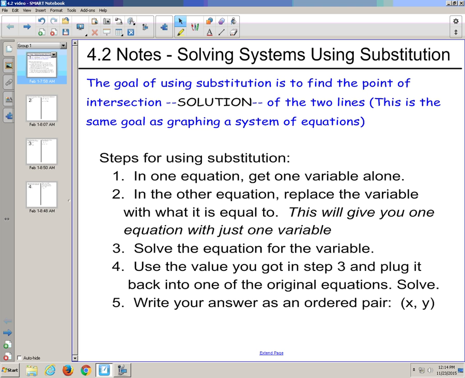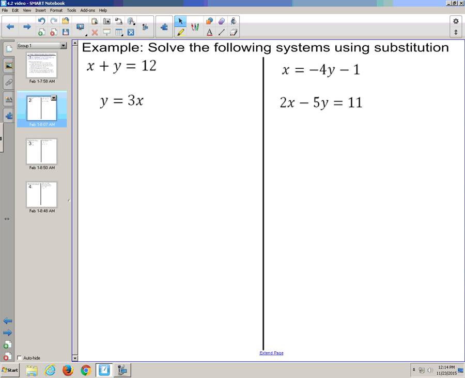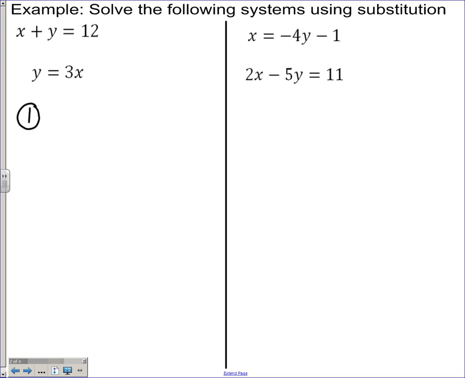We're going to follow these steps as we work through the examples. So I'll put the first example up and then we'll go step by step. So number 1, we have 2 equations, x plus y equals 12 and y equals 3x. So step 1 says, in one equation, get one variable alone. Okay, that's already done for us. Equation 2 is y equals 3x. So check that step off.